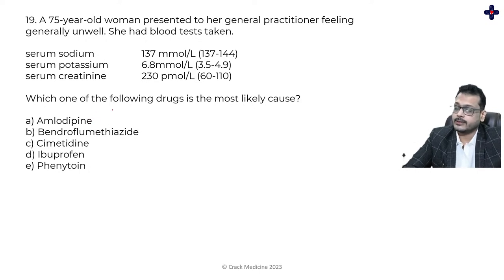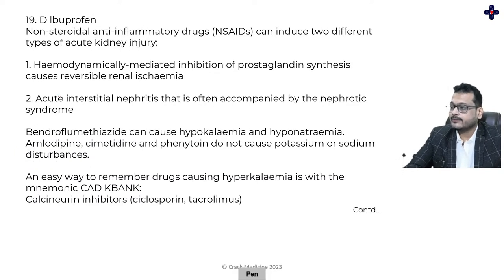This is a very important question, guys. Specifically, look at the age of the patient and look at the potassium values of the patient. Right? It is very severe hyperkalemia. So what has caused the severe hyperkalemia? The correct answer is right, D, ibuprofen. Now, NSAIDs are very notorious to cause hyperkalemia. Basically, they are causing AKI, that is acute kidney injury, in two different mechanisms. Okay, the first one is basically renal ischemia, that is due to the inhibition of the PG synthesis, but this is a reversible renal ischemia. And the second one is AIN, that is acute interstitial nephritis. Okay, and this later on can go on to cause nephrotic syndrome, that in long-term NSAID usage.